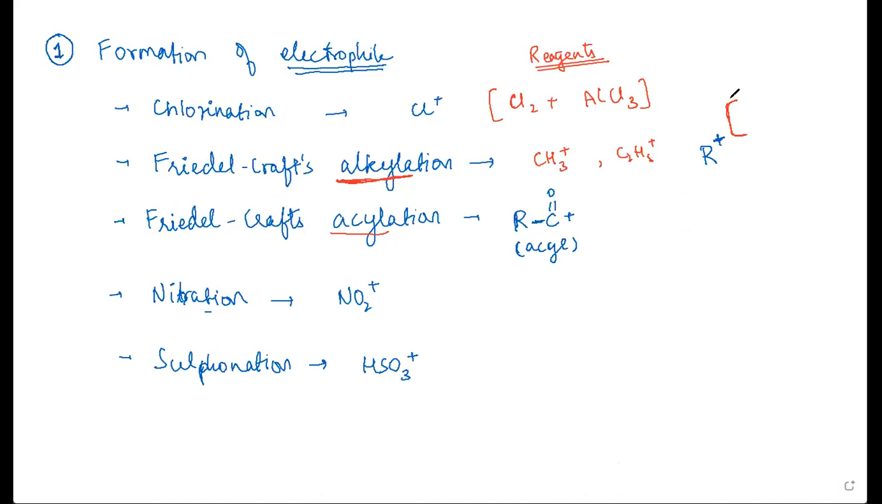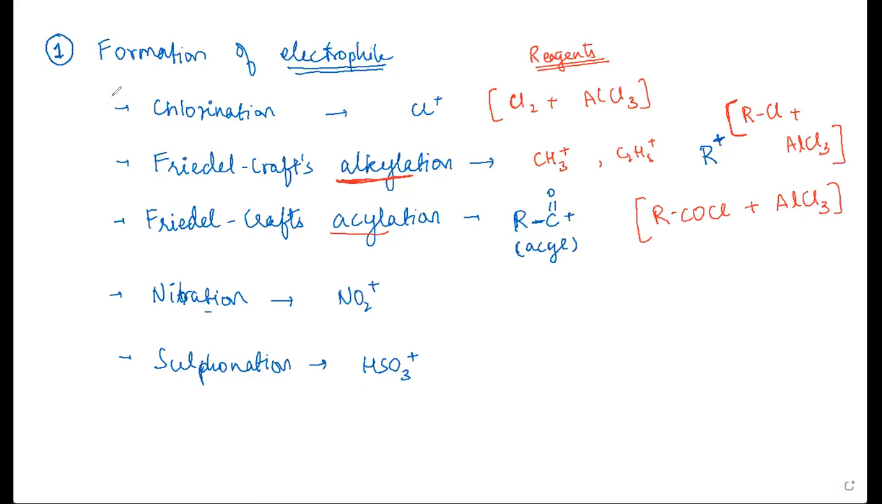So in alkylation, what will you use in order to get R plus? You take an alkyl halide, so RCl, RBr, along with AlCl3. And similarly, even for acylation, it's the same thing. If you want to add R plus, you take RCl. If you want to add RCO plus, you take RCOCl plus AlCl3.